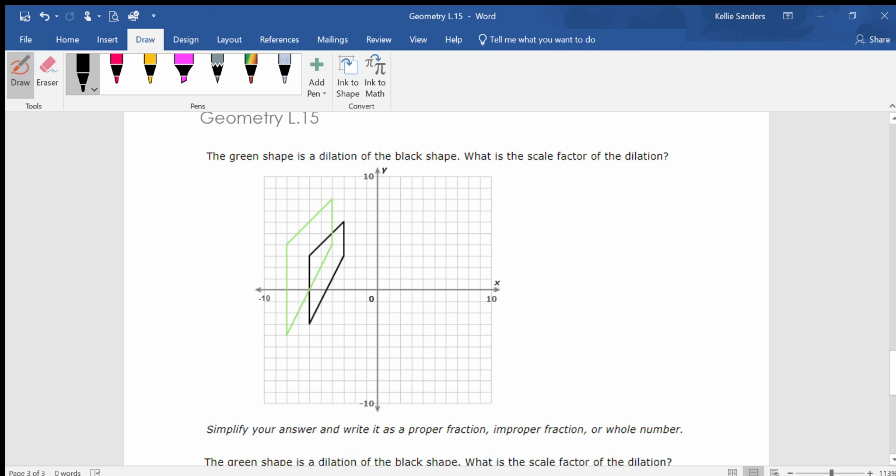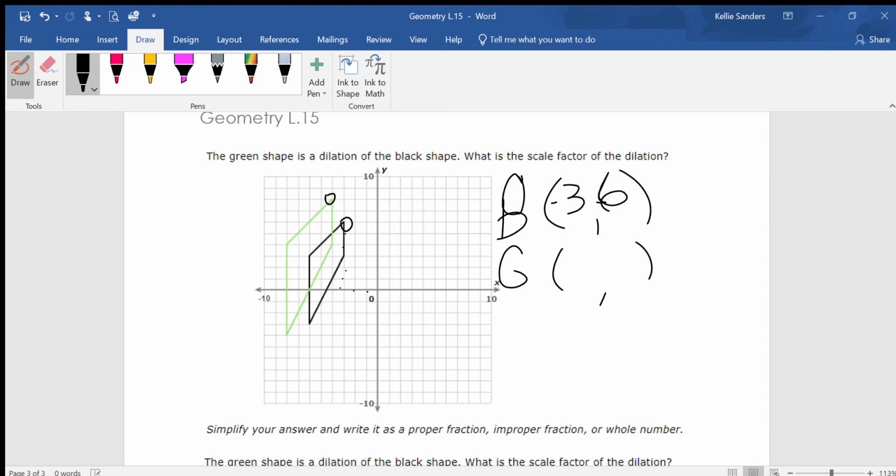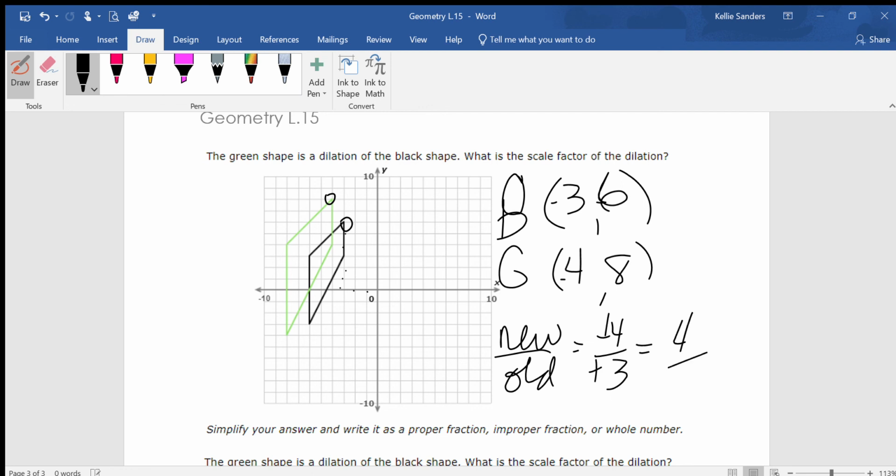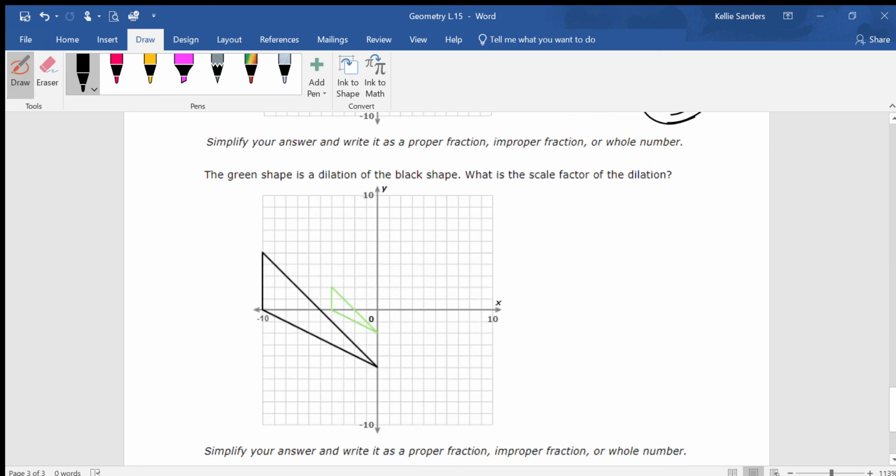Okay, that's going to be a black and a green. Black here and here, I guess. So 1, 2, 3, negative 3. 1, 2, 3, 4, 5, 6. Positive 6. 4, 8. Negative 4, 8. So, new over old. Negative 4 over negative 3, and negative over negative is a positive. So it reduces to 4 thirds. You don't have to do the y's. Basically, you just have to do the x's. Or you can just do the y's and not do the x's. Either one. Green is a division scale factor.